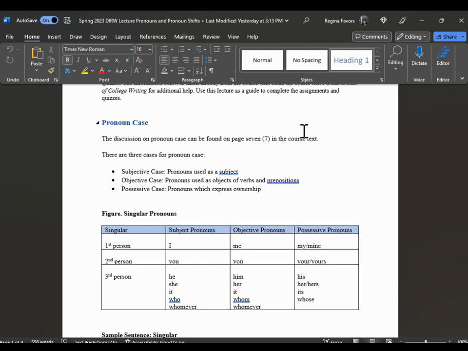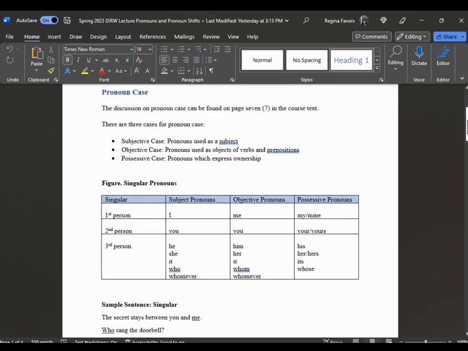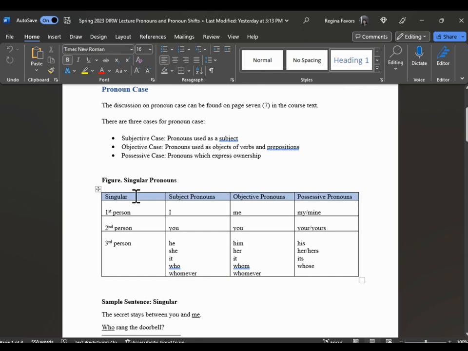So let's look at some singular pronouns. Here's a typical table. For singular pronouns, you have first person, second person, and third person. Your subject pronouns, objective pronouns, and possessive pronouns will basically tell you where to place the actual pronoun within a sentence. So we know that subject pronouns are I, you, and then he, she, it, who, and whoever.